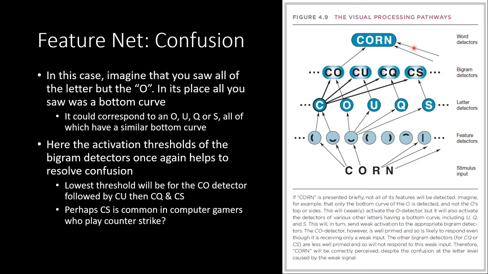And it was abbreviated to CS. And so people who played Counter-Strike said CS a lot, right? Because you weren't cool if you said Counter-Strike, you were cool if you said, let's go play some CS. For them, this bigram detector might have an incredibly low activation threshold. And so when they saw this ambiguous feature, if they had seen CS enough, maybe their CS bigram detector would have a lower activation threshold than CO. And perhaps then they would respond to this as being an incorrect letter sequence. But that is just extra to think about.